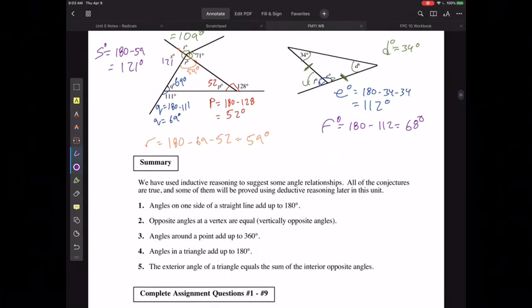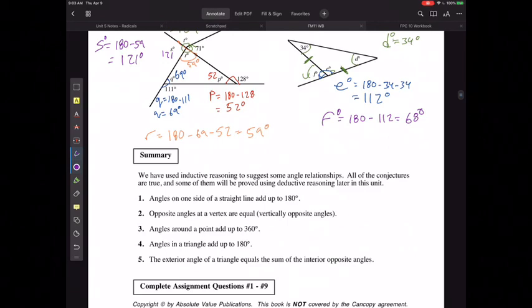So, in summary, we have used inductive reasoning to suggest some angle relationships. All of the conjectures are true, and some of them will be proved using deductive reasoning later in this unit. All angles on one side of a straight line are supplementary and add up to 180. Opposite angles at a vertex are always going to be equal. Angles around a point add up to 360. Angles in a triangle add up to 180. And the exterior angle of a triangle is equal to the sum of the interior opposite angles.